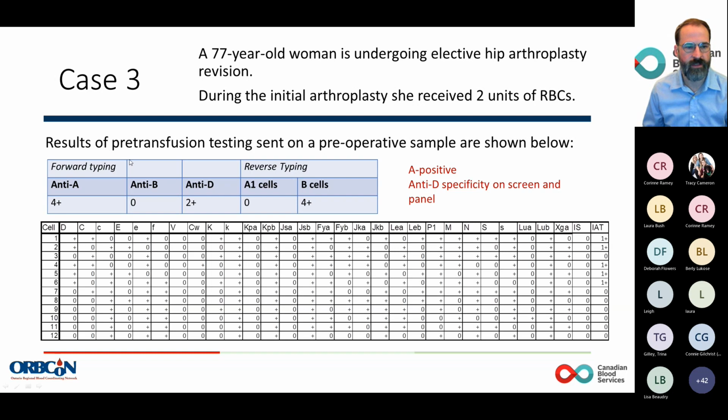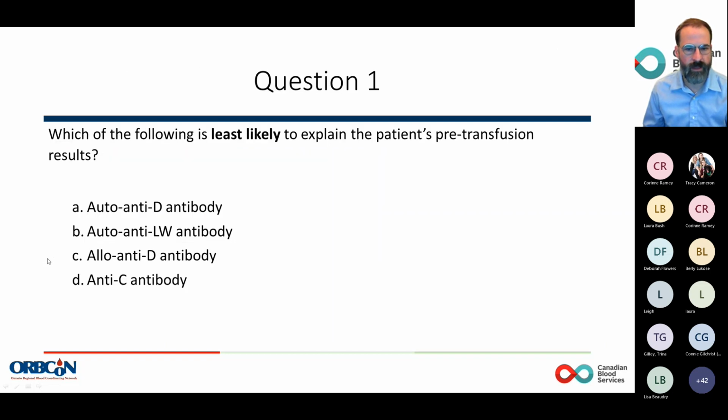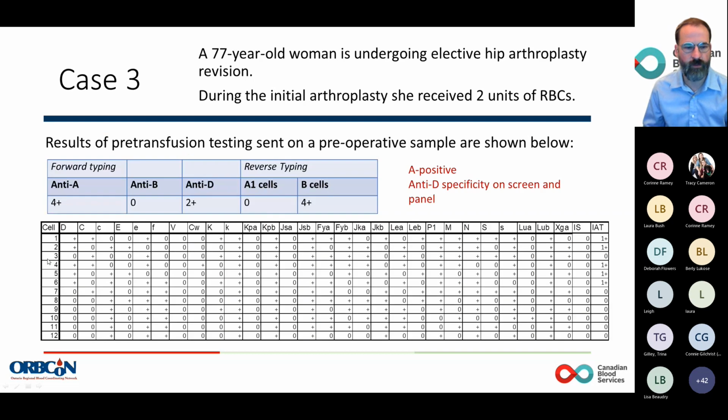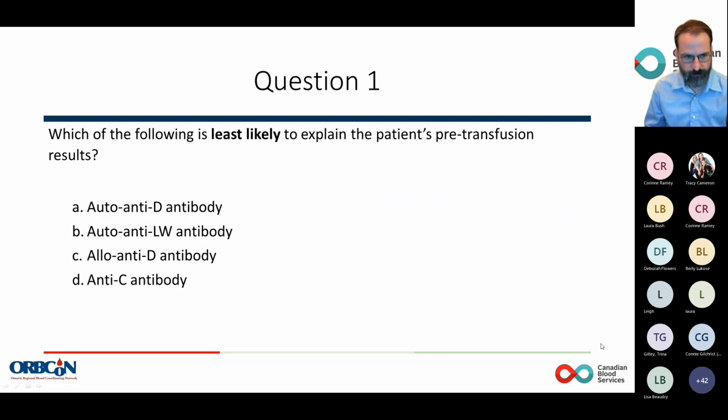So we see on the forward typing that she's typing as a group A on the front type, and she's typing as a group A on the back type. And she's D positive at a 2+ strength. And when we look at her panel, we'll do a little bit later, we can go through it right now. We're seeing some reactivity here at the Coombs phase with cells 1 and 2 and cells 4, 5, and 6. No reactivity of other cells.